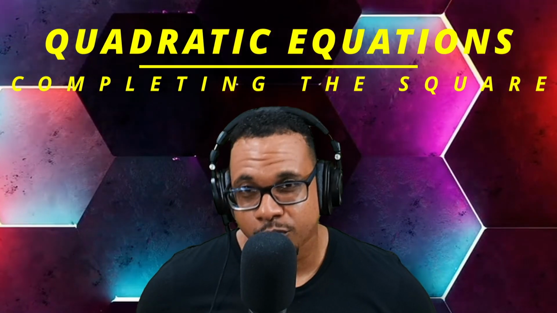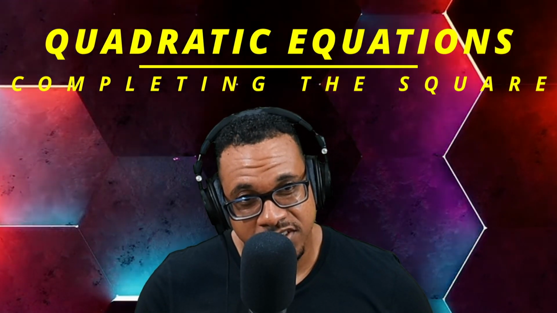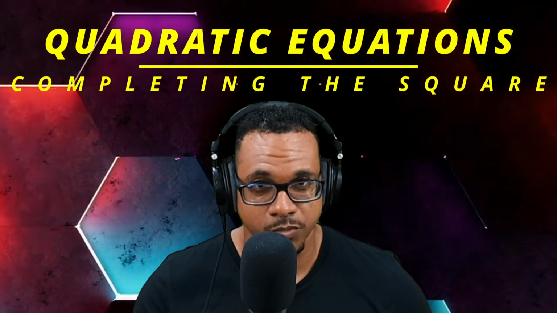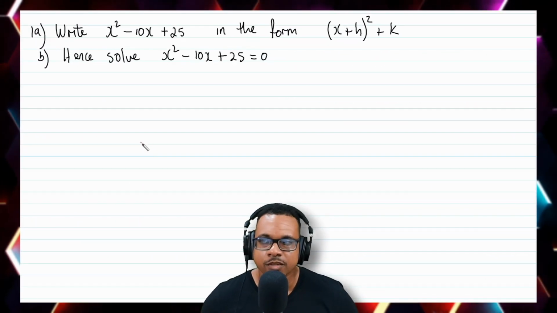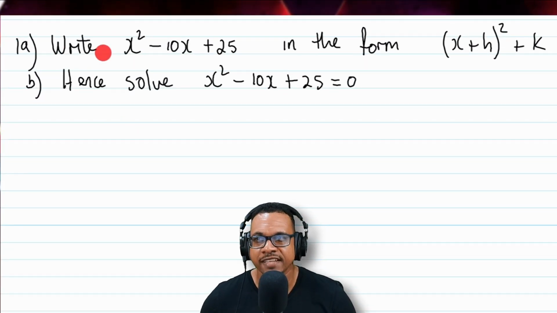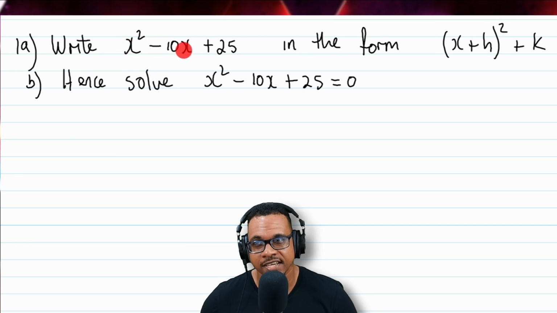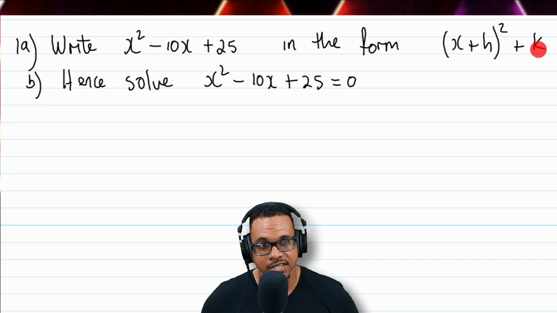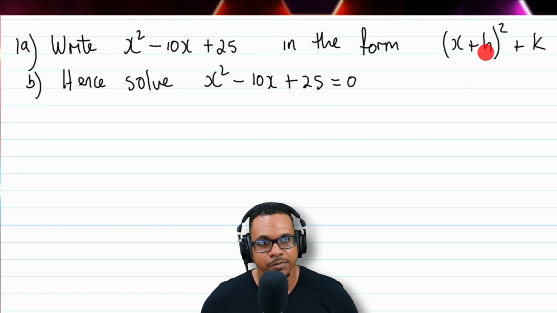In this video, we're going to look at how to solve quadratic equations using the method of completing the square. So here I have my first question. We're going to write this quadratic x squared take away 10x plus 25 in the form (x plus h) squared plus k. So this will be completing the square, taking this quadratic and completing the square.